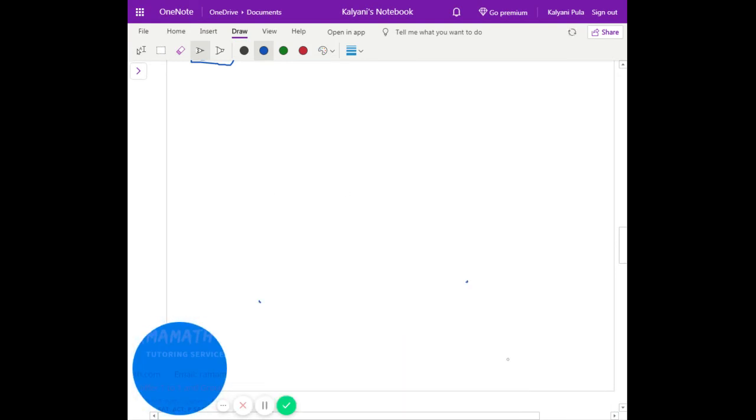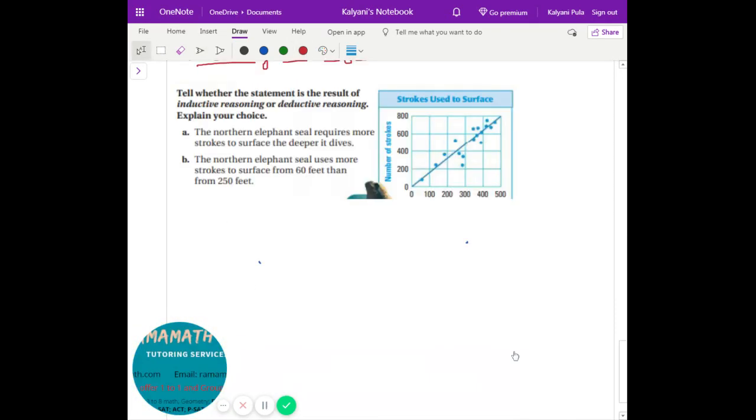Okay, that's a good one. Next, what we're going to do is reason from a graph. We're going to see what kind of conclusions we can make out of a graph. Now let's look into the next one.